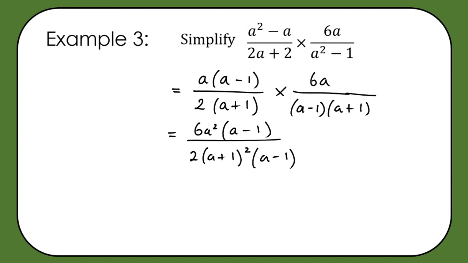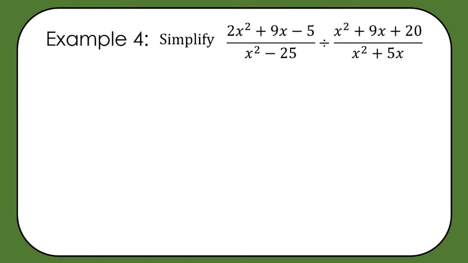Okay, so we've got a common factor of 2, so we can divide the top and the bottom by 2, and we also have a common factor of a minus 1, so dividing top and bottom by a minus 1. So on the numerator we just have 3a squared, and on the denominator we have a plus 1, all squared. No more common factors, we're in simplest form.